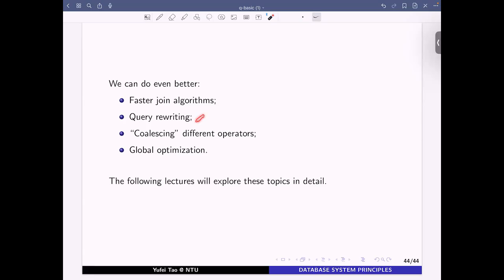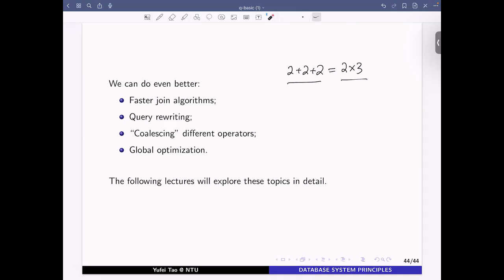Another thing you can do is so-called query rewriting. So what is query rewriting? I'm not going to go into further details, but I'm going to use an example from arithmetic algebra to illustrate the idea. For example, if I have 2 plus 2 plus 2, you can rewrite it into something like this, applying the rules of algebra. Now you can see these two are different expressions, but they compute the same result.